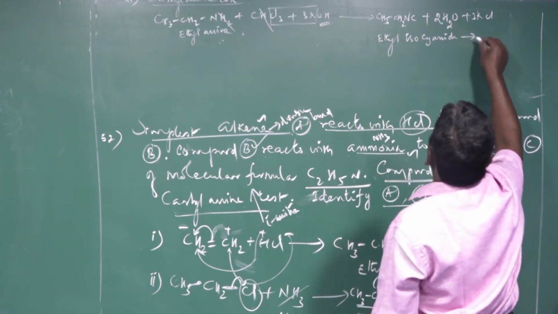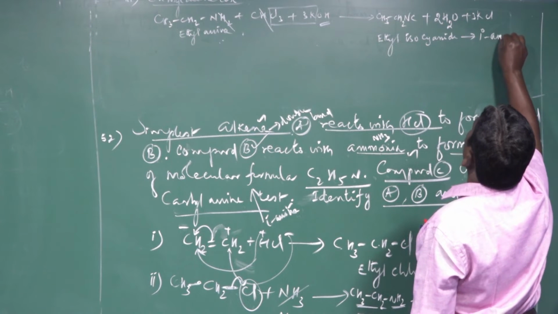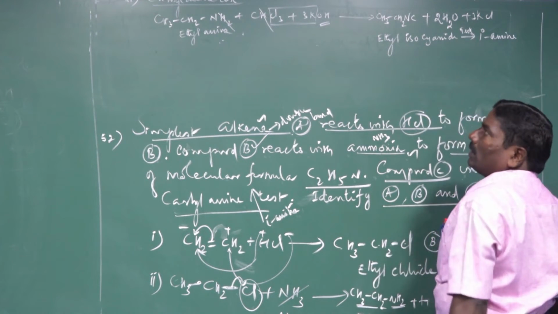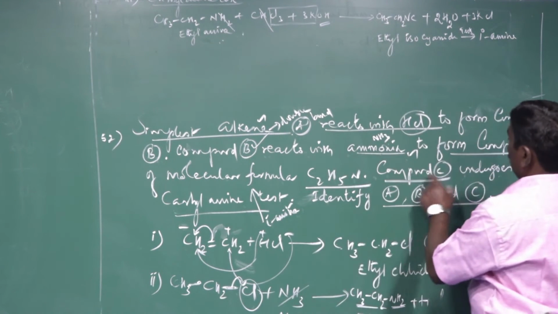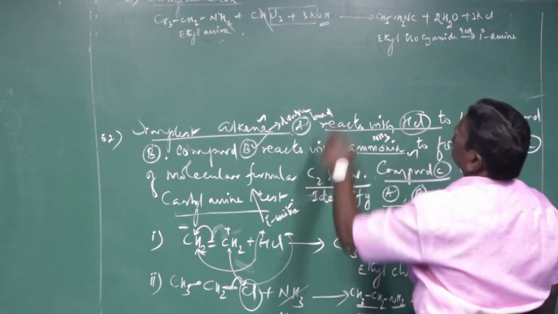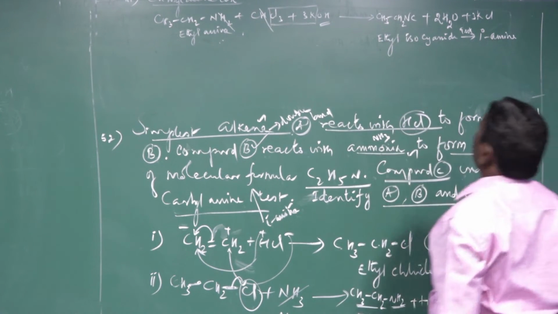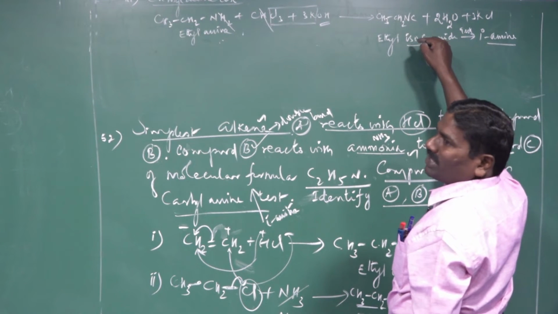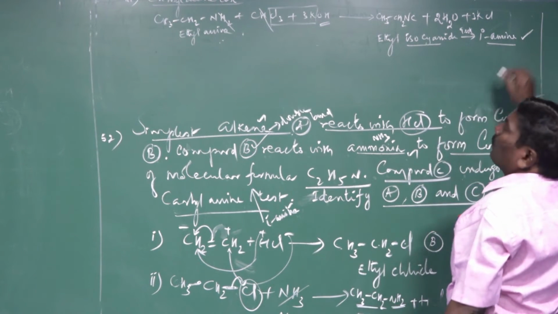Now this is the test for primary amine. This is the concept given in the problem. You see compound C undergoes the carbylamine test. Ethyl isocyanide is formed. This is a obnoxious and offensive smelling gas which is formed, called isocyanide. This is the test for primary amine.